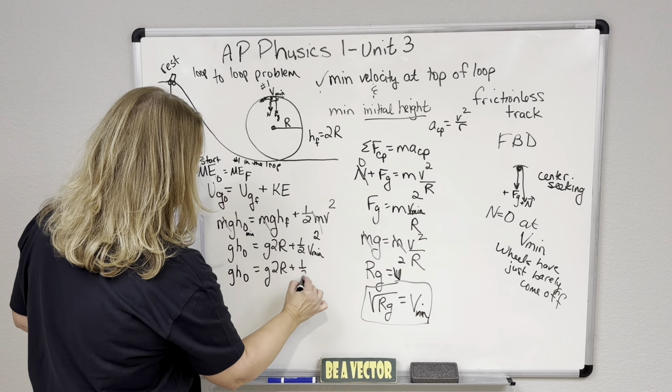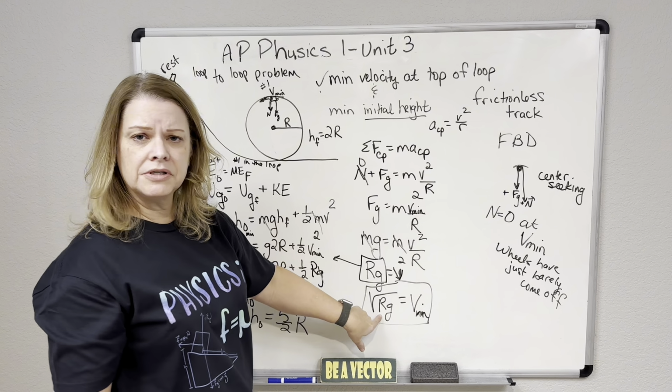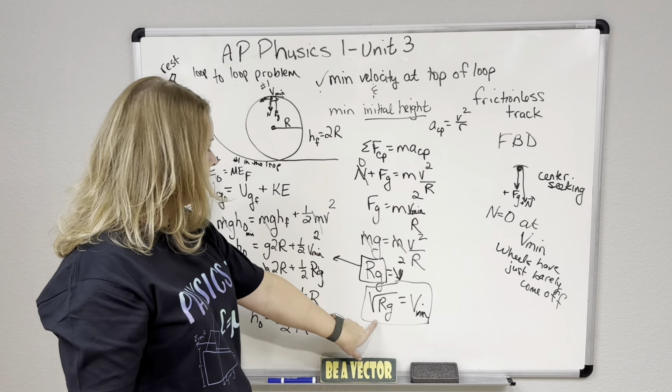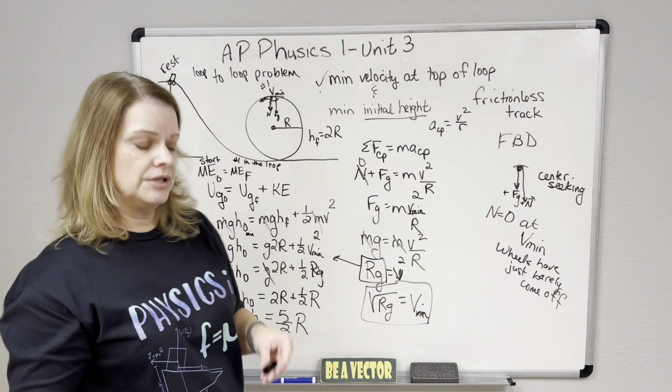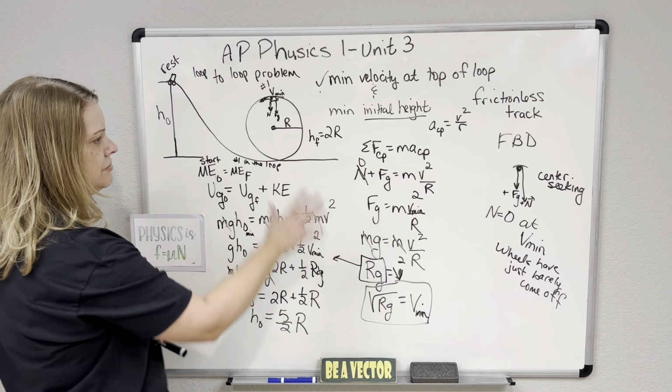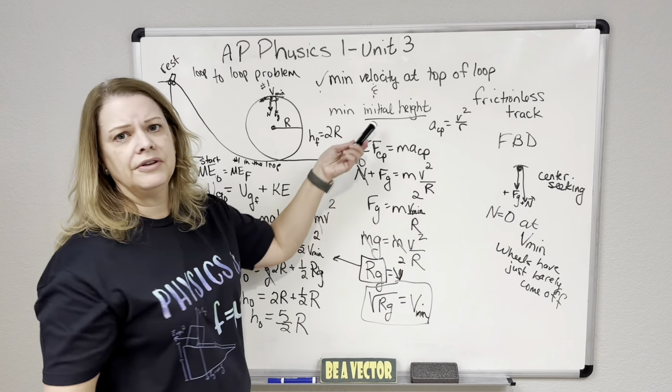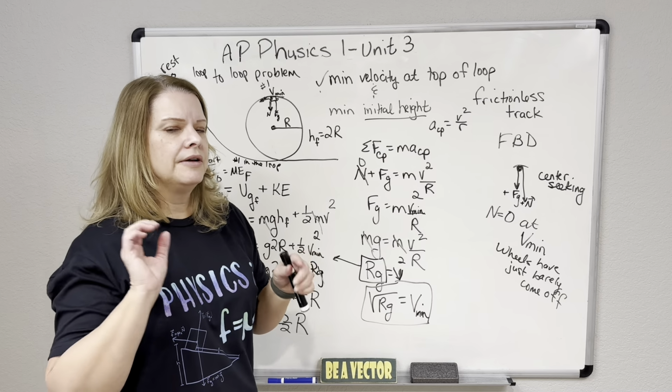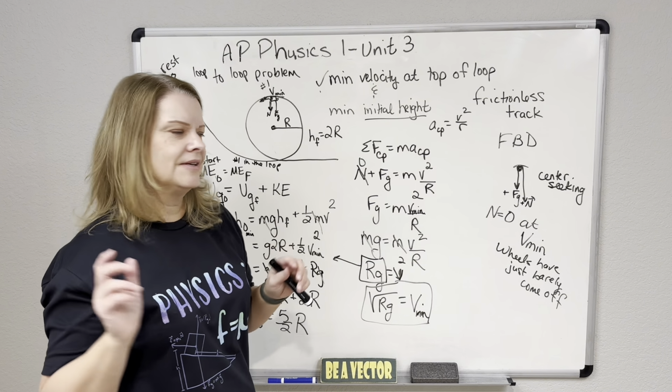And if you want the minimum velocity, where normal is 0 because the wheels have just barely come off the track, then it's also going to be related to R and to your constant G, 9.81. That's how you do this problem to find minimum velocity and minimum initial height.